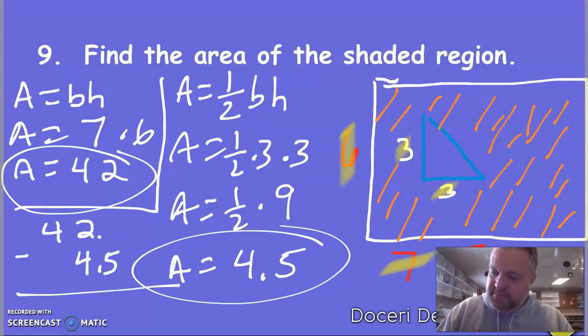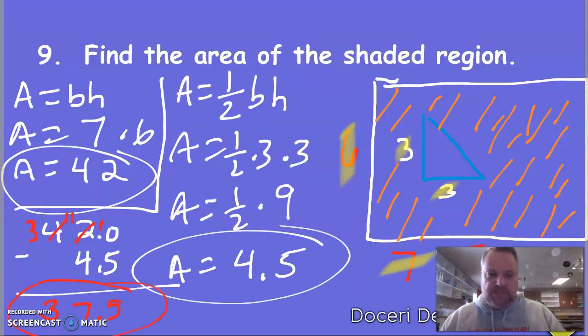So remember, I line up decimals when I am subtracting or adding. Okay, I'm going to move to a red color. So I'm going to borrow, regroup. 10 minus 5 is 5. Regroup again. 11 minus 4 is 7. Bring down the 3, and then bring down the decimal. So my area for just the shaded region is 37.5.